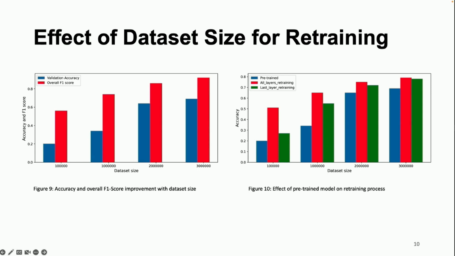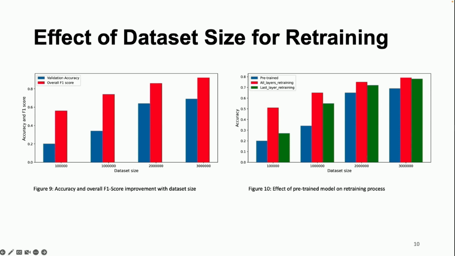Figure 10 shows the effect of the pre-trained model training process. For this one, we selected 2 cases. First, we train the model with a fixed dataset size. This is shown in the blue color. Next, we use another 2 million dataset as the streaming dataset to retrain the whole layers and only the classification layer. For example, if we use only 100,000 as the pre-trained dataset size, it gives around 20% accuracy.